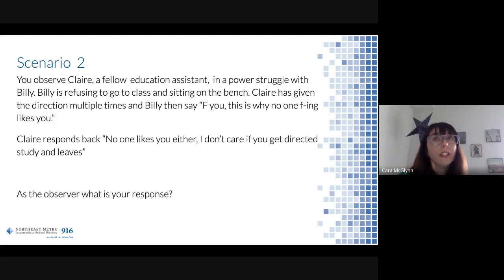So I really encourage you to think about how in your buildings and classrooms you can develop a culture where people support one another too, so that an invitation to work with a student is not seen as belittling that other person's ability. It's seen as being supportive. Another thing to think about, so that would be proactive. So in the moment, if you see her, like you said, the first line is you observe Claire in a power struggle. You can tag out with her.